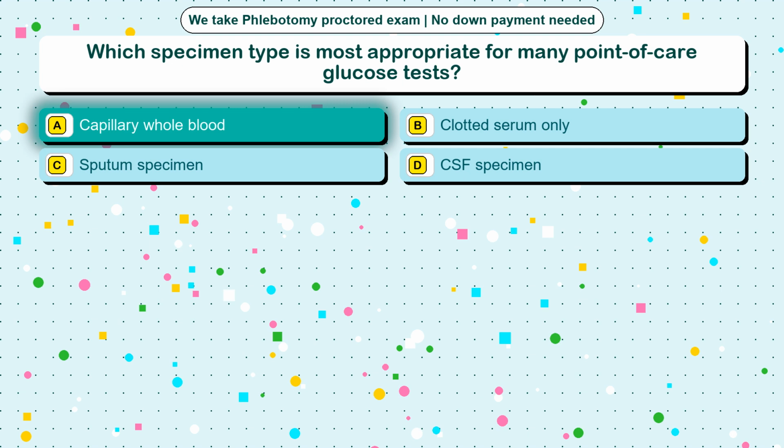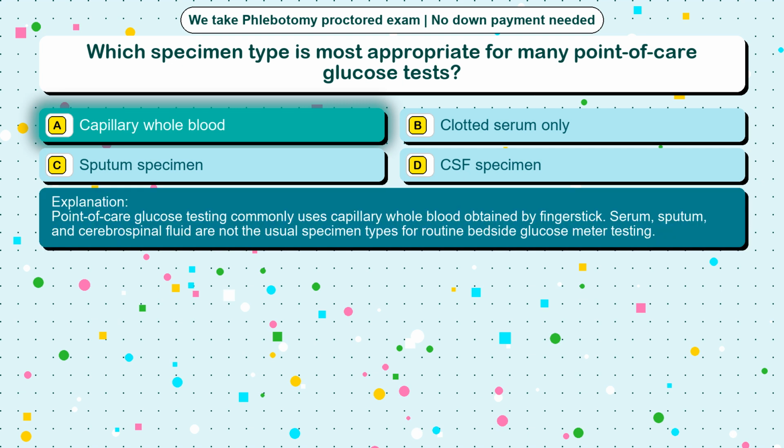The correct answer is option A, capillary whole blood. Point-of-care glucose testing commonly uses capillary whole blood obtained by fingerstick. Serum, sputum, and cerebrospinal fluid are not the usual specimen types for routine bedside glucose meter testing.